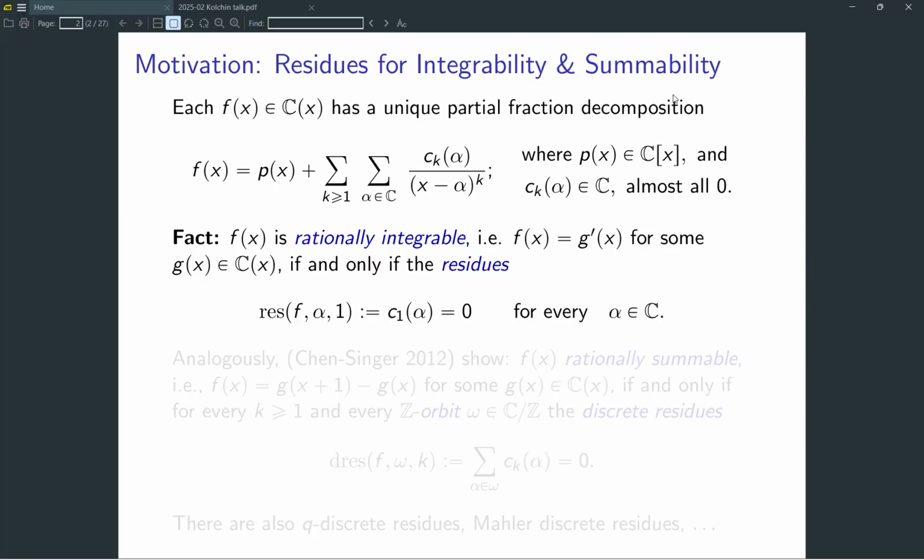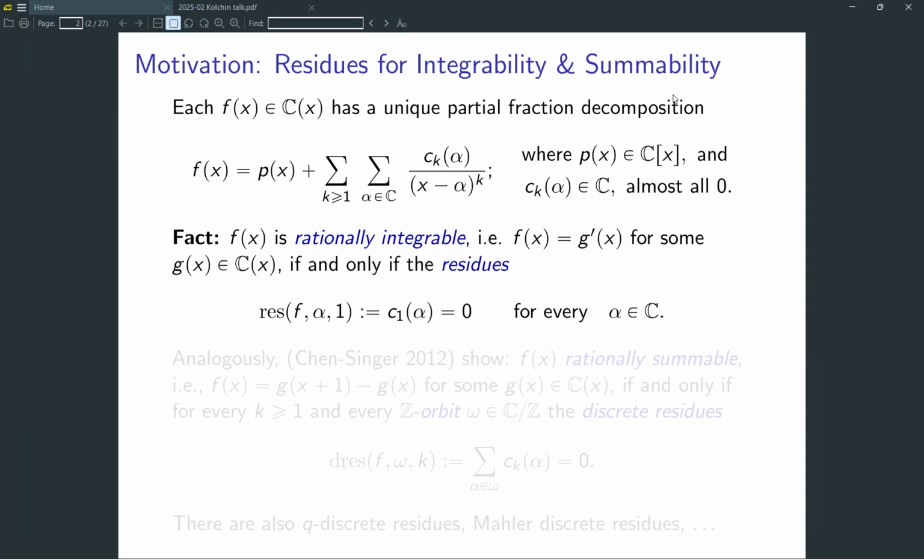If we're considering the field of rational functions over, say, the complex numbers, each of those functions has a unique partial fraction decomposition. So you express it as a polynomial plus a sum of a bunch of terms, a coefficient divided by some exponential of a linear, where the denominators form the factorization of the denominator of f of x. You can determine a lot of information about f from those coefficients.